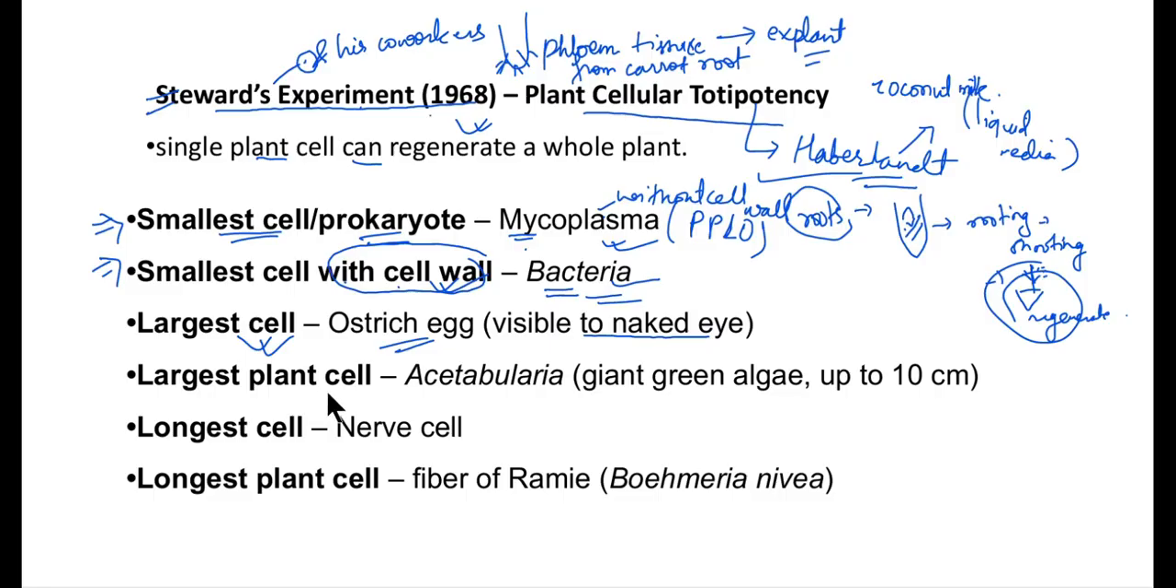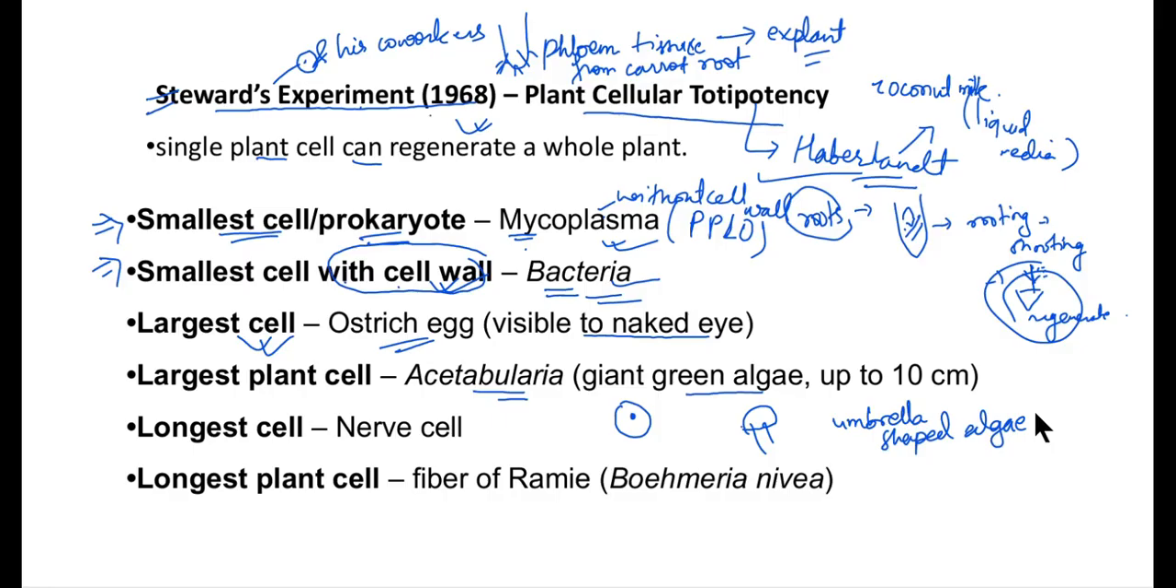Talking about the largest plant cell, it is Acetabularia. Acetabularia is a unicellular, uninucleate giant green alga whose shape is umbrella-like. As it is umbrella-like in structure, it is also called umbrella-shaped algae.